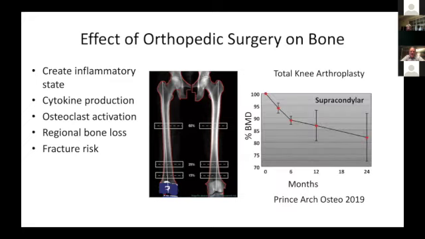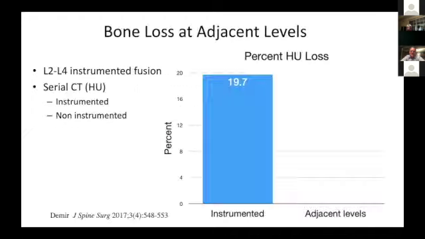This is a meta-analysis that we published of studies that documented bone loss along the femur after total knee arthroplasty. And you see a rapid loss of bone, and you end up being almost 20% bone loss on that femur that has never recovered after an uncomplicated total knee. Well, the same thing happens in the spine.